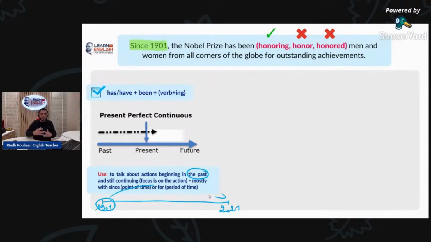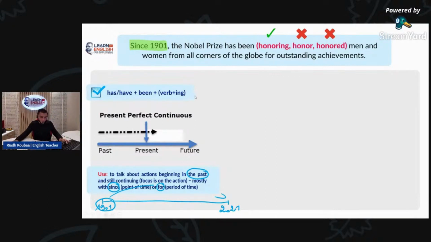So what is the action here? Honoring. So has been honoring. So I have two indicators showing that I can use, or I have to use, the present perfect progressive: when I have since and when I have for. Let me explain it more.